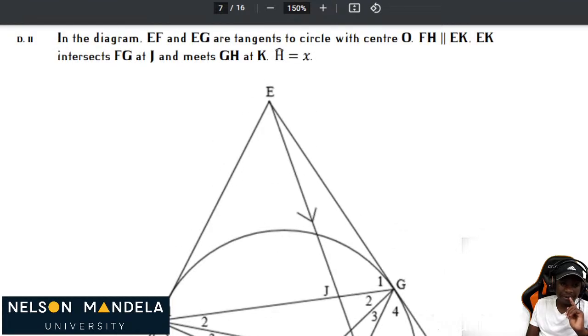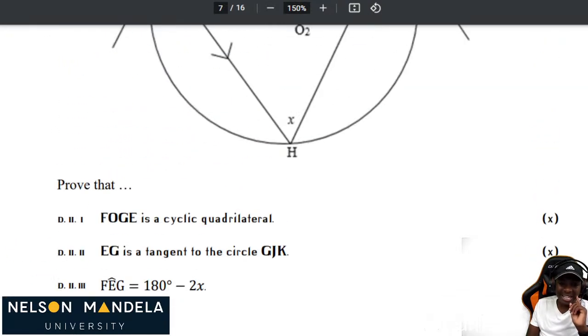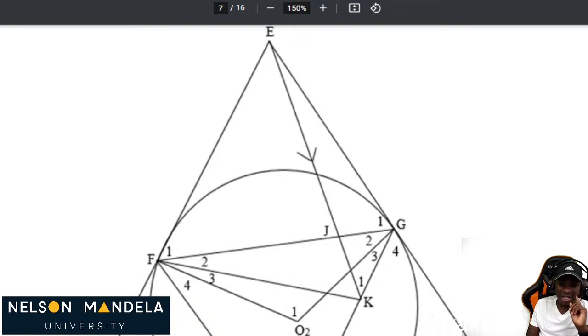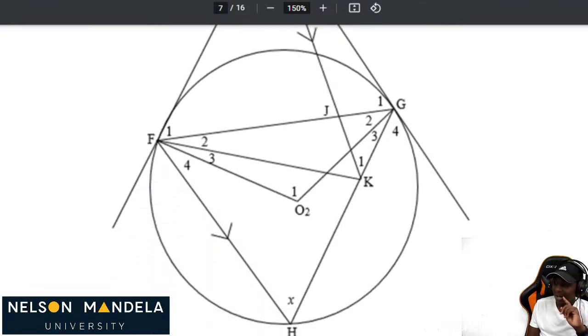Oh, yes, EG. It is a tangent. Sorry, it is the tangent to a circle GJK. G, J, and K. This small triangle which we can form here, we can form a small circle. So we have now proven that EG is a tangent to that. So how do we prove that?